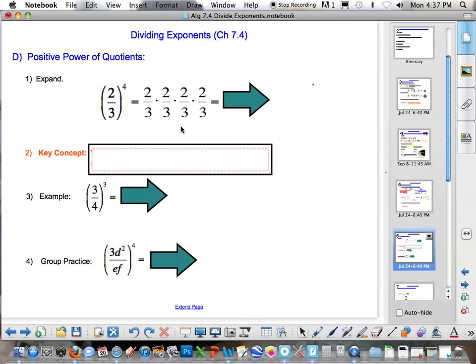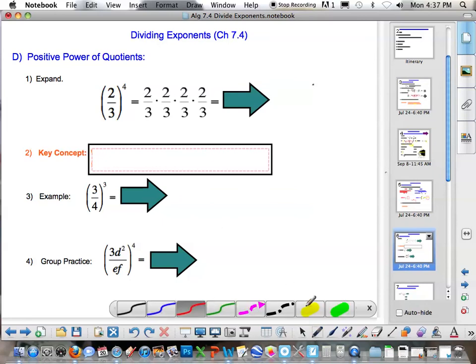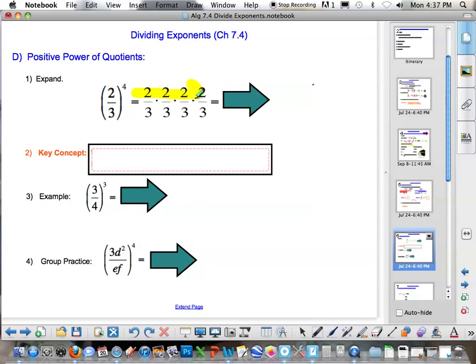So here, I'm going to multiply across. Remember, I just multiply these across and multiply these across. What's going to happen is I have on the top 2 times 2 times 2 times 2, and on the bottom 3 times 3 times 3 times 3. I don't have to actually find the numerical answer here. I'm just expanding to show you how this will work. 2 times 2 times 2 times 2 is the same as 2 to the 4th, and 3 times 3 times 3 times 3 is the same as 3 to the 4th.